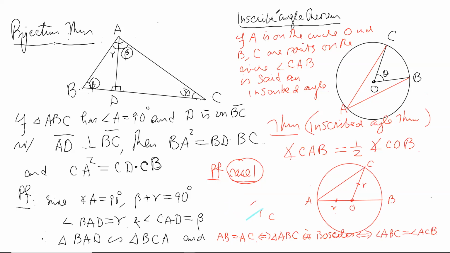So because this is isosceles, therefore this angle equals this angle. That means the angle OAC equals angle OCA, do you agree? OAC is the angle which is angle BAC, or CAB, it's the same thing.